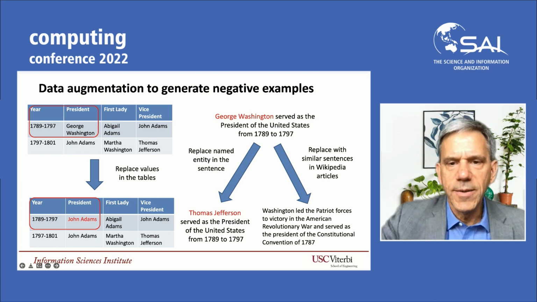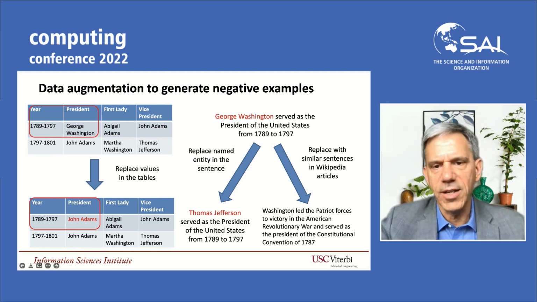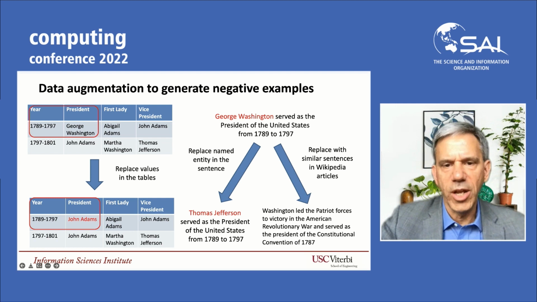The first one is on the left side here, where we can replace values in the table with incorrect information. So we can essentially switch information around. We can take the second row, the name of the president there, and stick it into the first row. So you can see here now it would say that John Adams was president from 1789 to 1797. So that would be one way we can generate negative examples.